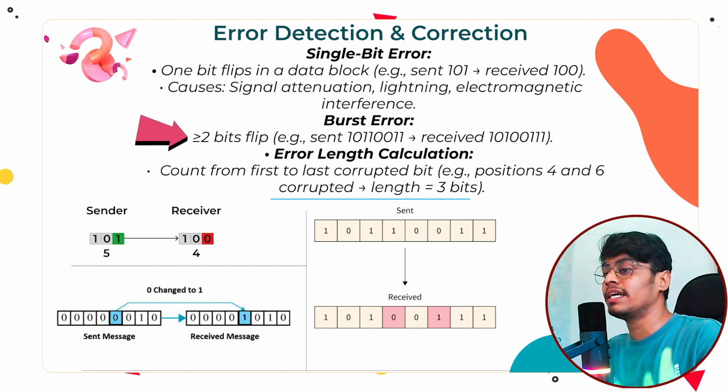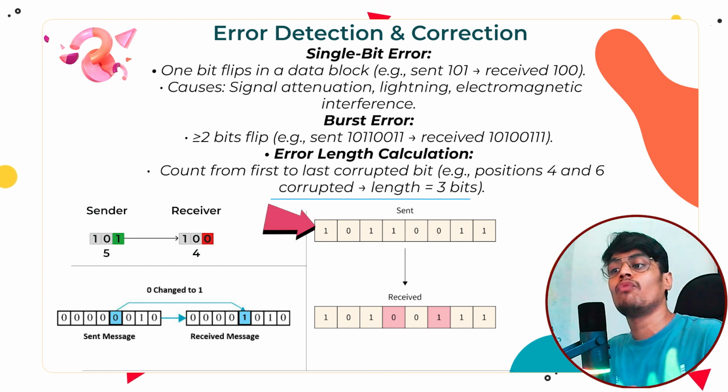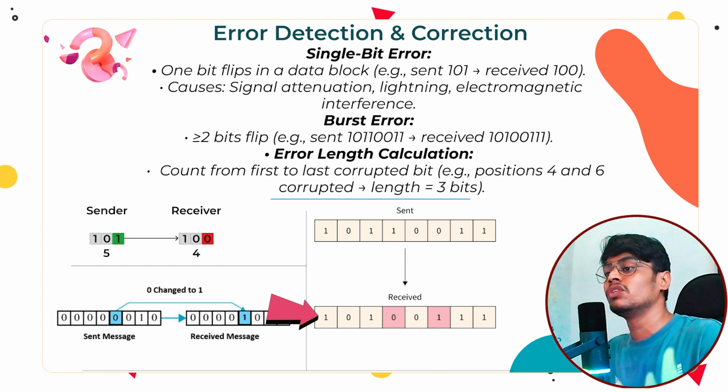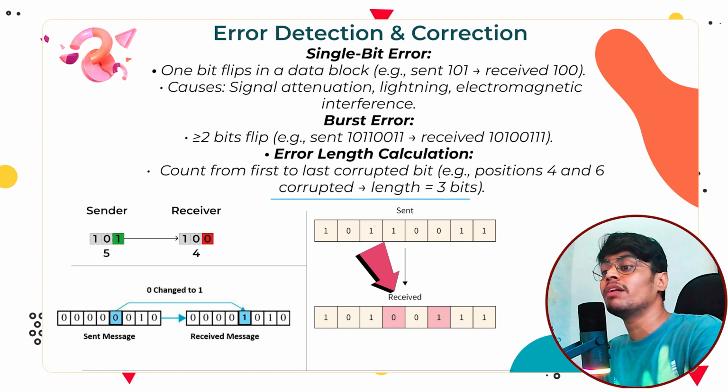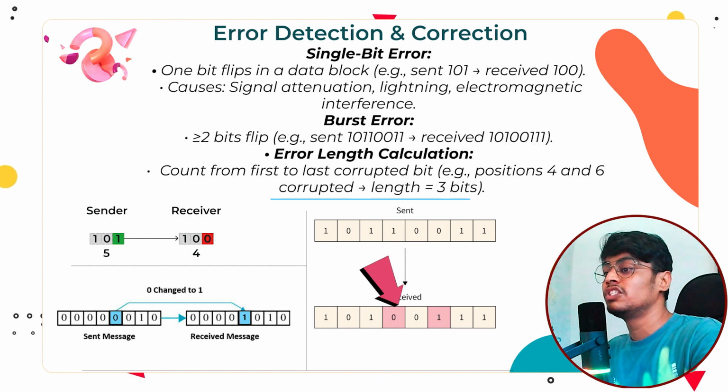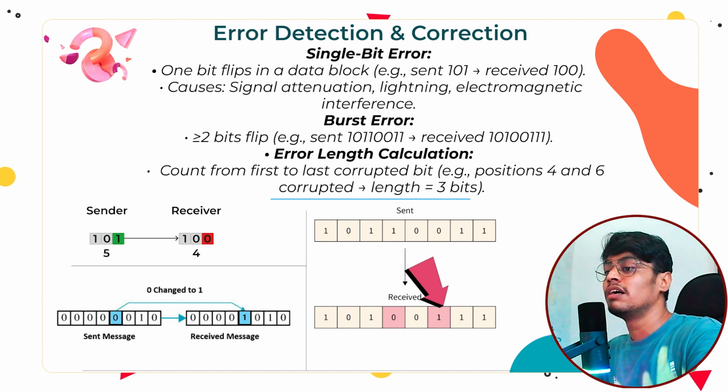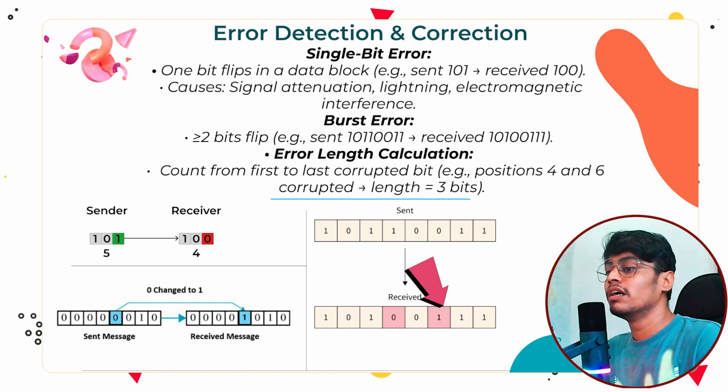Let's say I send data 10110011 and the receiver receives 10100111. This is the type of data the receiver is receiving. Here burst error means more than one bit is changing, like this bit has changed here, and other than this, the next one, this bit is also changed.